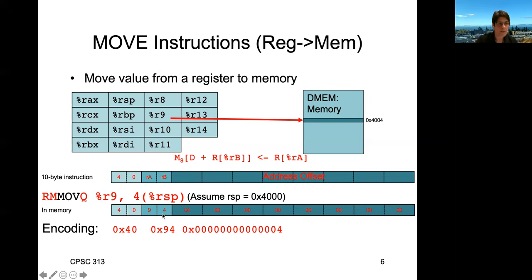And then the constant is going to tell us what we're going to add to the contents of RB. So let's say that we take whatever's in R9 and we want to put it at the address represented by 4 off of RSP. So we encode the 4 and the 0 for the opcode. We encode our registers. RA is 9, RB is 4, which is RSP, and our constant is once again 4.